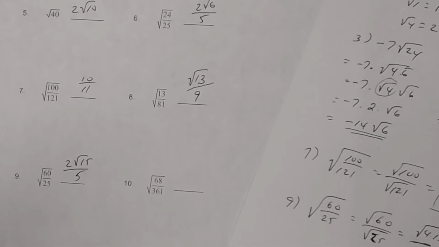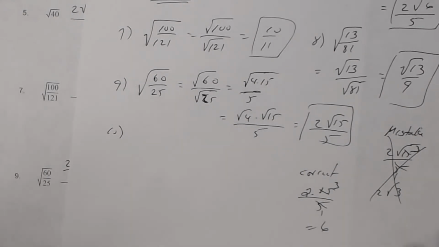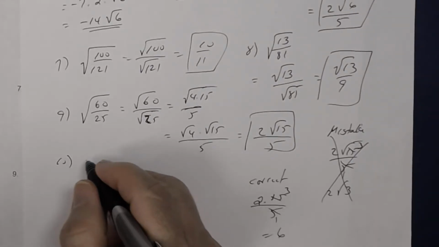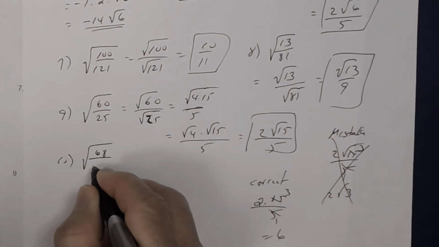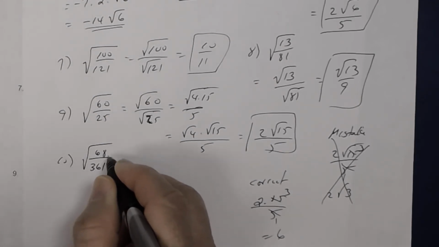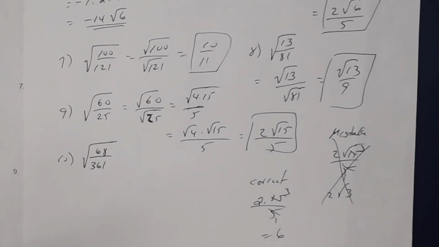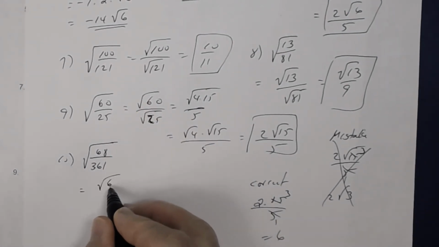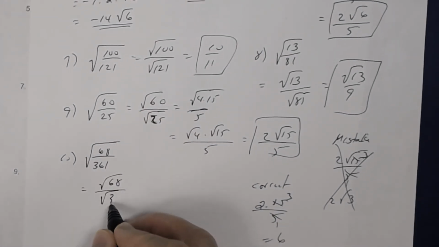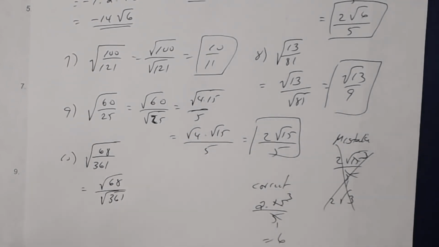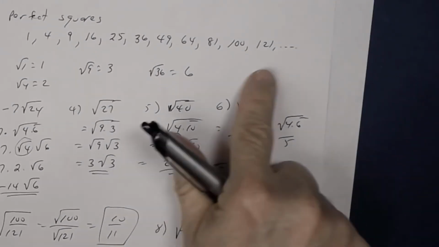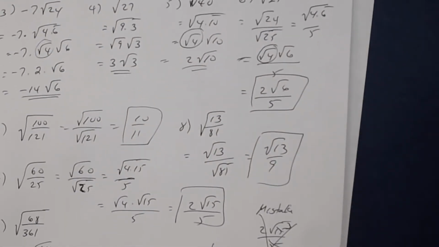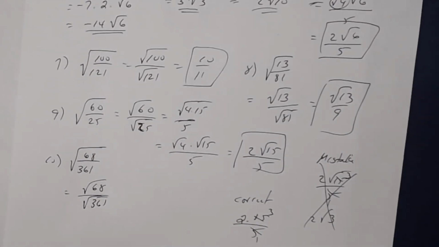Now number 10. In number 10, you have the square root of 68 divided by 361. So I'm going to write it like I've been doing. That's going to be the square root of 68 divided by the square root of 361. And you may recall what I just said. Well, you said we wouldn't have to worry about anything further than that. Yeah, well, sometimes things are thrown in. But let's look at the square root of 361.